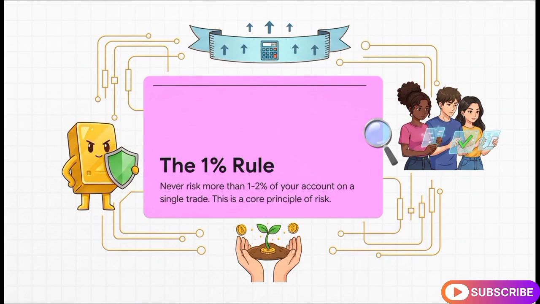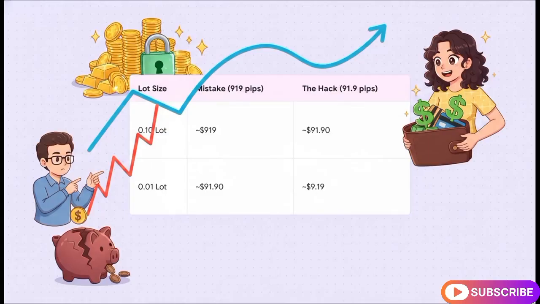It all connects back to the most important rule in all of trading, the 1% rule. This is the idea that you should never ever risk more than 1 or 2% of your account on a single trade. This rule is what keeps you alive in the market, but you can't follow it if you can't calculate your risk in the first place. And just look at the damage this mistake does to your wallet. It's insane. If you made the mistake and thought you were risking 919 pips with a pretty standard lot size, you'd be on the hook for over $900. But by using the hack, you see the real risk is about $92. That is literally the difference between a small, acceptable loss and blowing up your entire account on one trade.